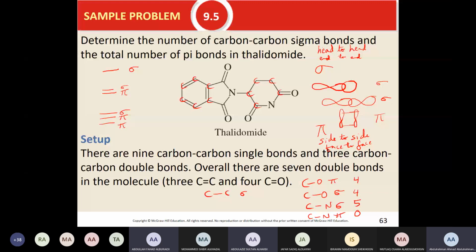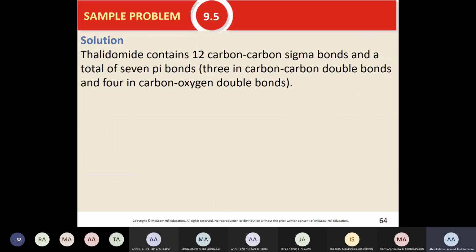12. How about CC bi? 3. You should know this, and you should be able to find all this information.